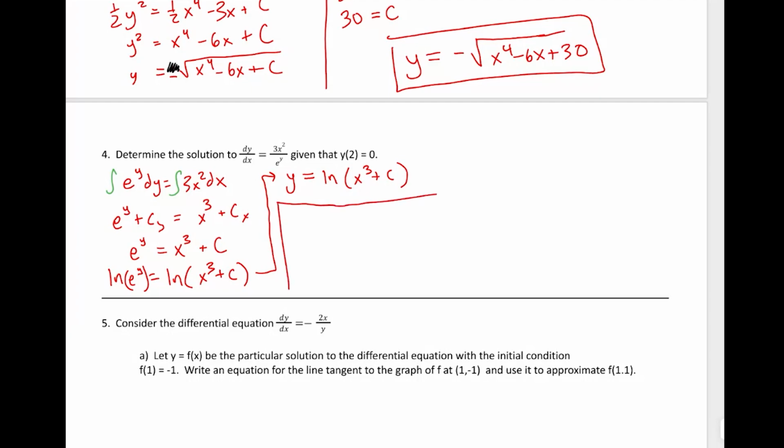Okay, so to figure out c here, we're going to use 2, 0, where y is 0 and x is 2. And we're going to solve for c. So to get rid of that natural log, we have to invert it. We just want what's inside the parentheses there, which would be 8 plus c. So we need to take e as a base and raise both of these sides as exponents of e.